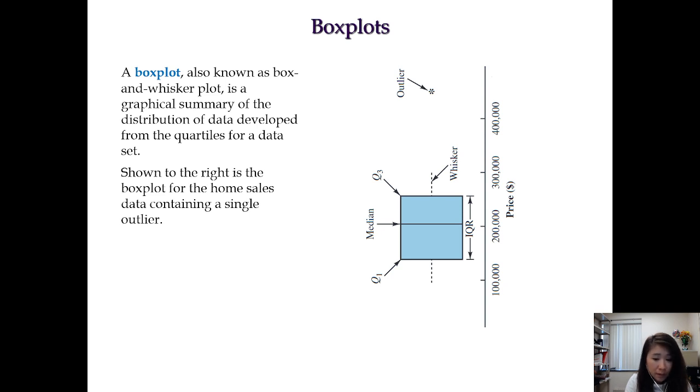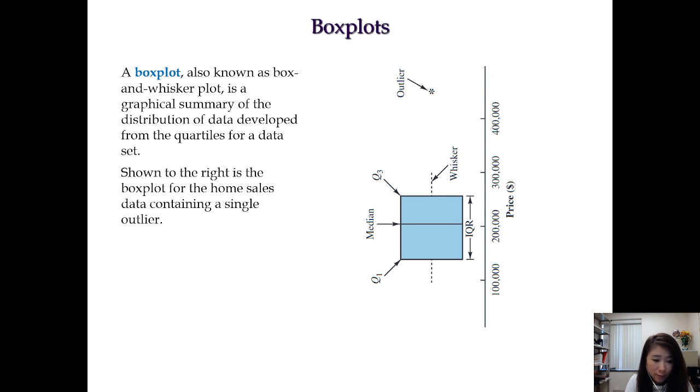So we can find the median, we can find the quantiles, and the interquantile range. If you don't know what quantile and interquantile range are, make sure you watch the previous video talking about quantile and interquantile range. Okay, so a box plot, also known as a box and whisker plot, is a graphical summary of the distribution of the data developed from the quantiles for the data set.